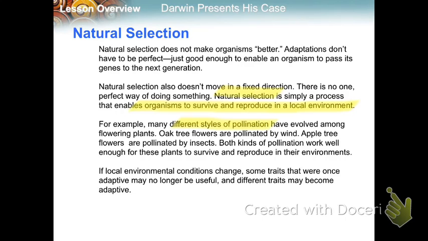Different styles of pollination are some examples when we're talking about plants. Some are wind pollinated, some are insect pollinated. Some plants get pollinated both ways. As long as that allows the species, the individuals in that species, to survive and reproduce and pass on their genes to the next generation, that's okay. This is what we see happening now. With quick changes in the environment, local environmental changes, some traits that were adaptive might no longer be useful, and then you'll see a shift in the population.